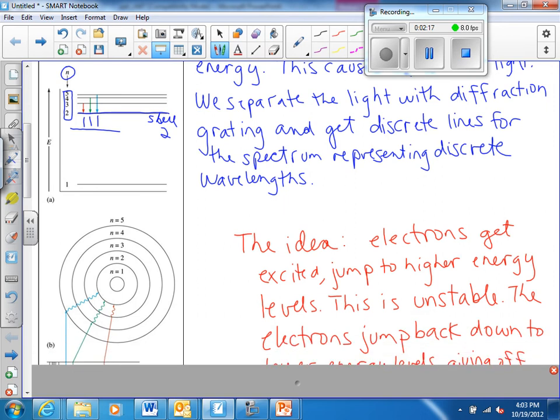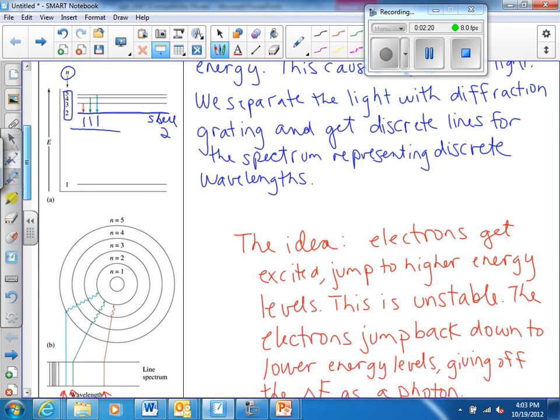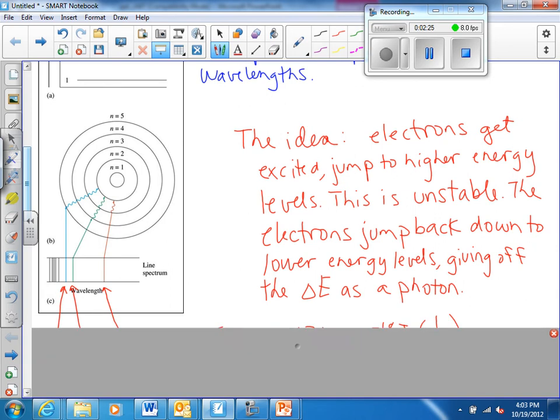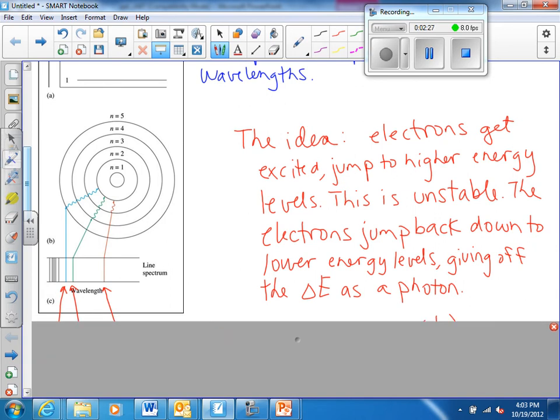All right. And what's the idea here? Let's look at this picture. The idea is we add all this energy to electrons. They get excited in the hydrogen atom. So the electrons get all this energy into them, and the electrons will jump from any shell. If they're at the ground state, they're starting at shell 1.